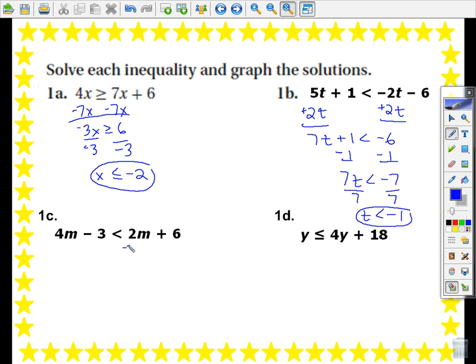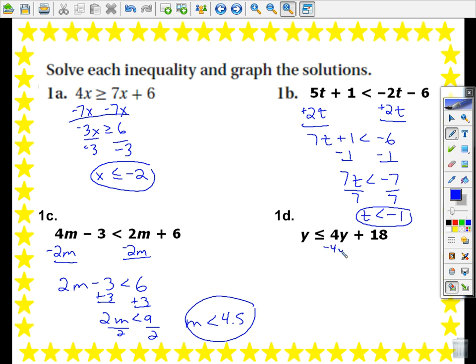All right, 1c, I'm going to subtract 2m on both sides, leaving me with 2m minus 3 less than 6. Now I would add the 3 on both sides, so 2m is less than 9. Dividing 9 by 2, you could write this as m is less than 9 over 2, or m is less than 4.5.